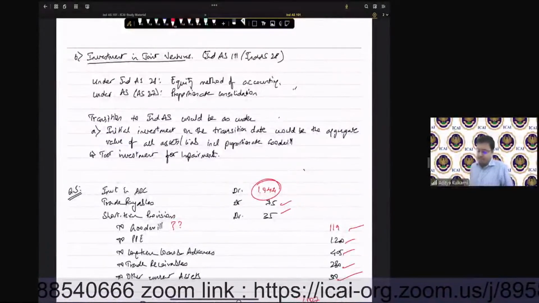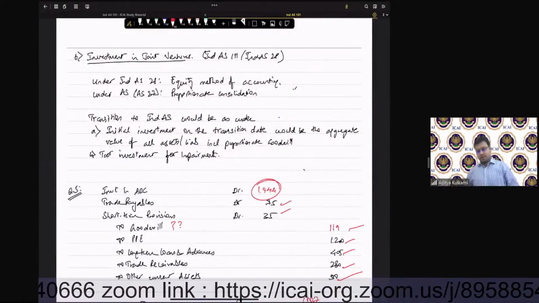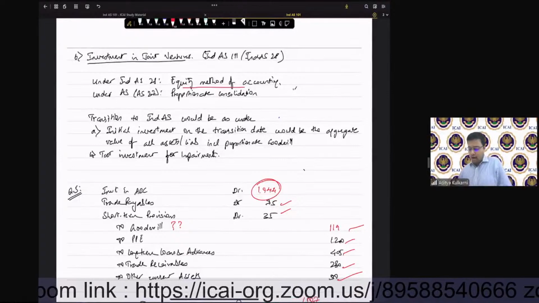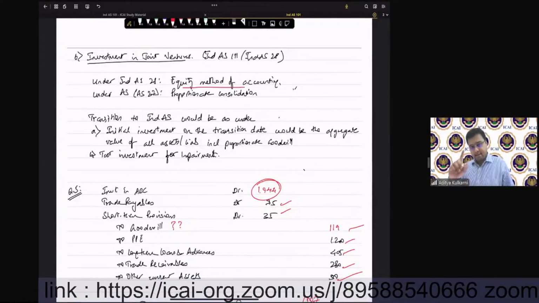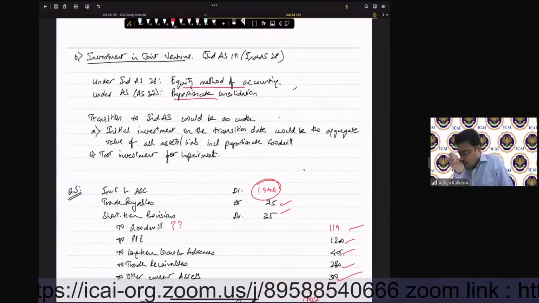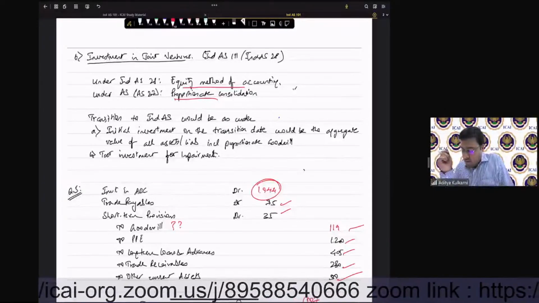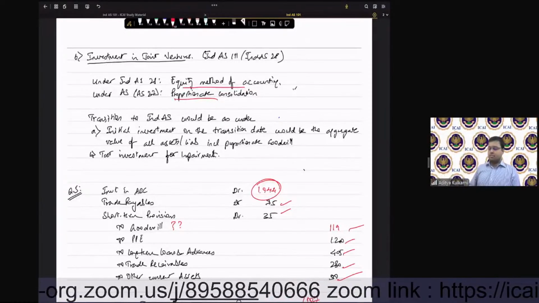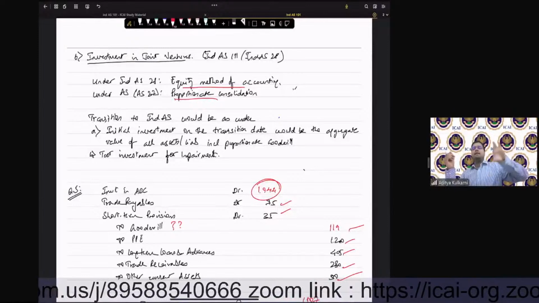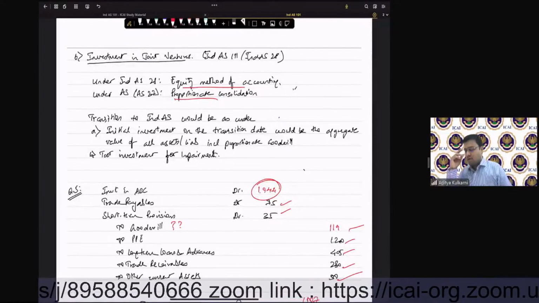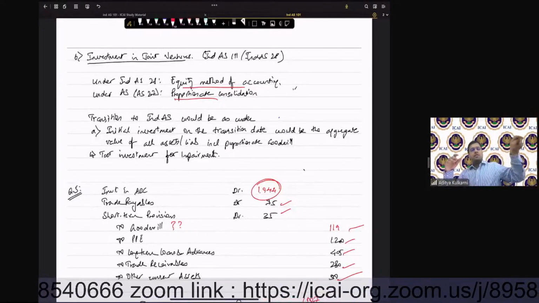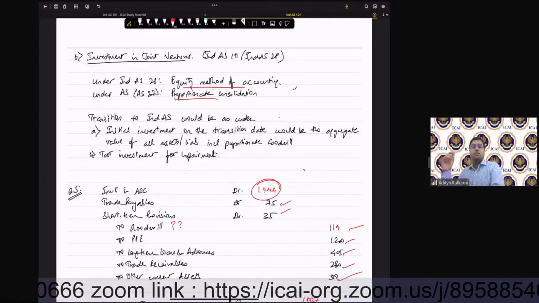Now, investment in joint ventures. Under Ind AS 28, we have to do the equity method of accounting. Under Accounting Standard 27, we used to do proportionate consolidation. That means all assets and liabilities, line by line, we used to do the proportionate consolidation. When you are transitioning to Ind AS, each asset and each liability, in the proportion of shareholding, will get added there.